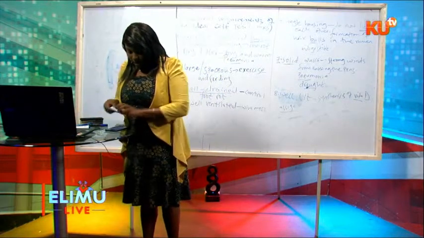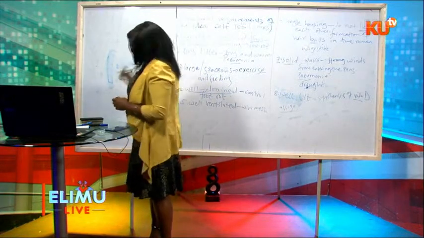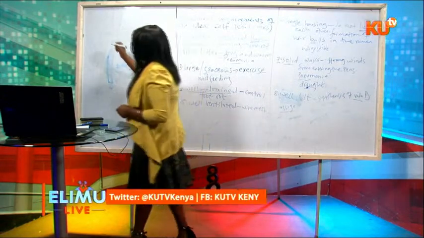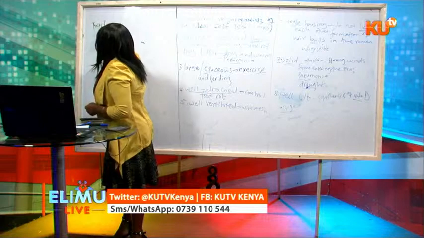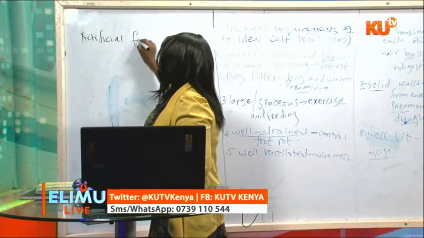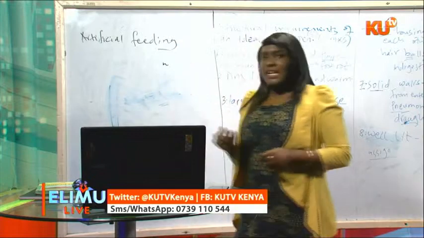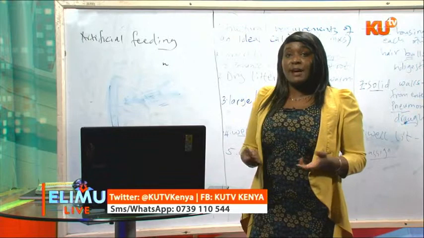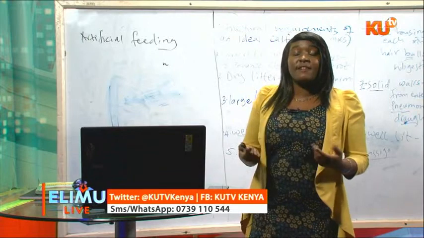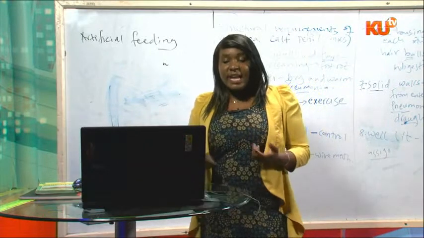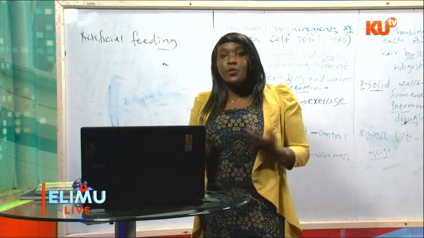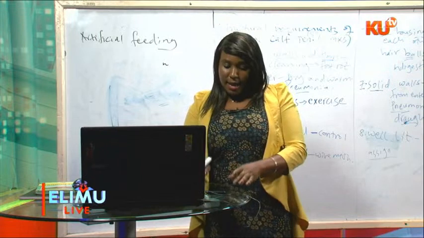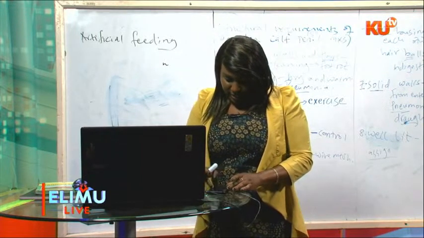So we are talking about artificial feeding. That is feeding from a bucket, training a calf to feed on a bucket. Maybe the cow that gave birth to that calf has died, or maybe you have bought a calf that is very young and still needs to be given milk. How do you as a farmer feed that particular calf? That is what my friend here is asking.